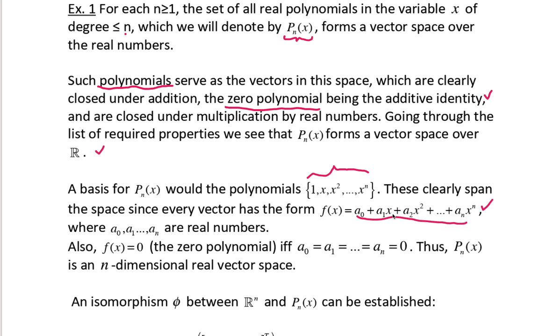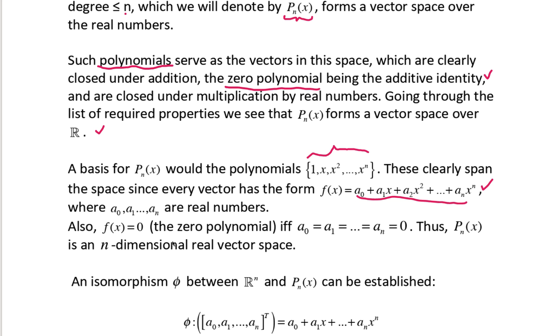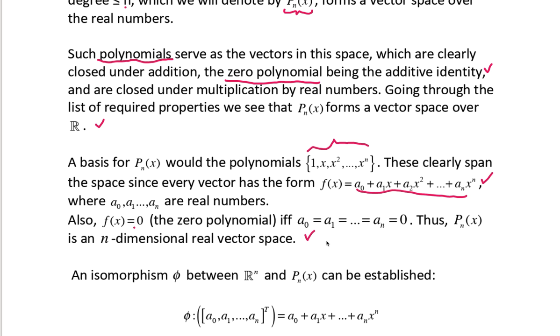I called it f of x. a naught through a n are real numbers, right? Those are the coefficients, okay? The zero polynomial, okay? The only way you get the zero polynomial is what? If all the coefficients are equal to 0, okay? So you can see pretty clearly this is an n-dimensional vector space, a real vector space.